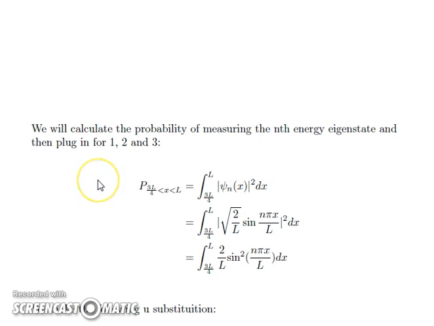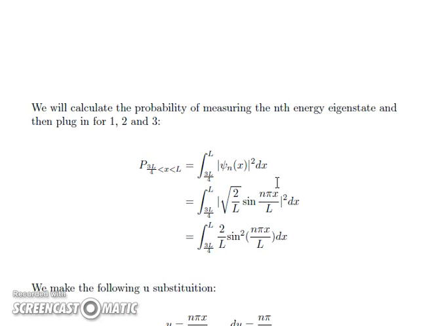So we know that the probability of measuring the nth eigenstate within 3/4 to the end of the box is this integral of, because that eigenstate vector essentially corresponds to a probability density of finding the state in that energy eigenstate. So what we can do is add up the modulus squared over that interval, and that is what we do.